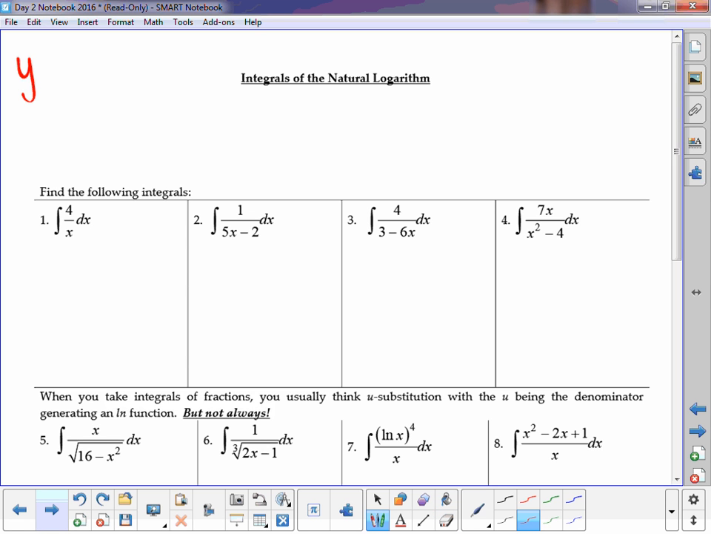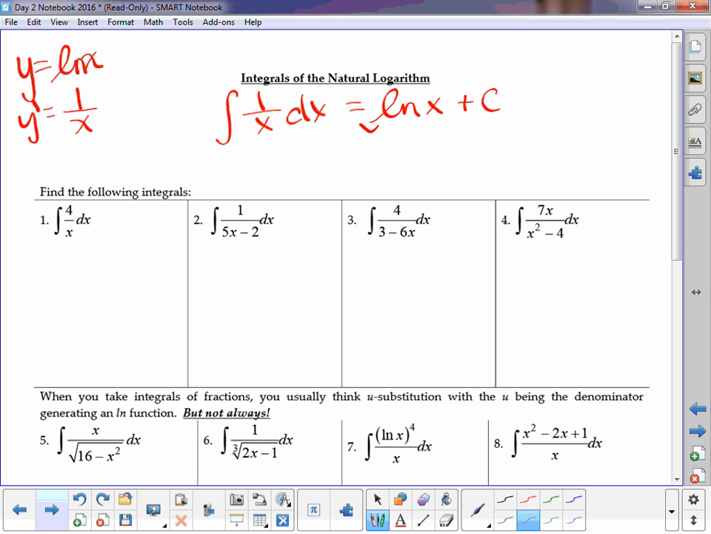So keep in mind, last class we learned that if we have the natural log of x, its derivative is 1 over x. And once again, if there's something more than x, we have to follow chain rule with it. So then if I have the integral of 1/x dx, what is that going to equal? Natural log of x plus c. Because once again, taking the derivative of this should get me back to here.